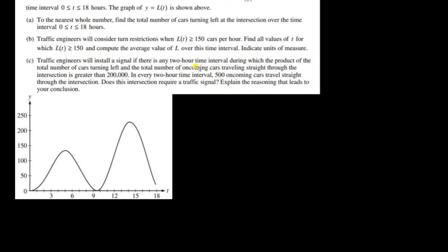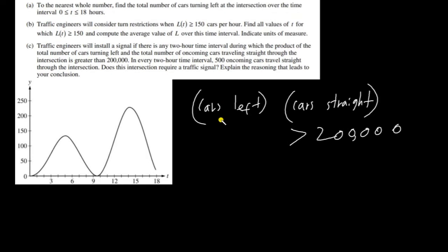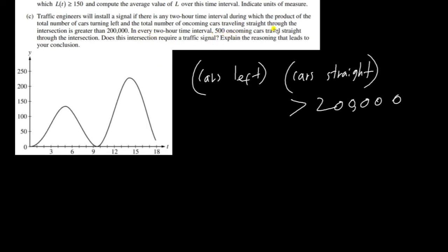So if we take the number of cars turning left and the total number of cars traveling straight, we want to take the product of them, so we'll multiply them like that. Is there any time where this is greater than 200,000? If there's any 2-hour interval where this is greater than 200,000, then the answer is yes, we do need a traffic signal. And they're also giving us that 500 cars are traveling straight through the intersection. So cars straight is 500.